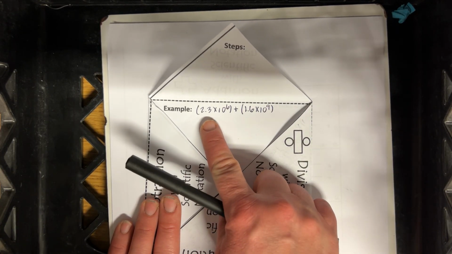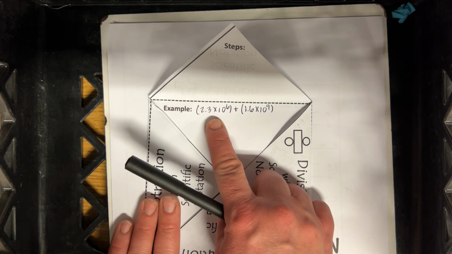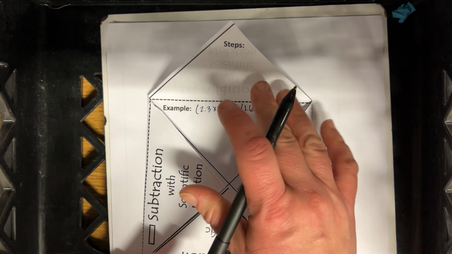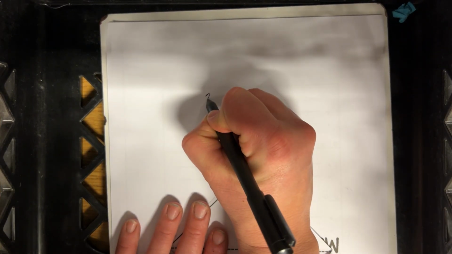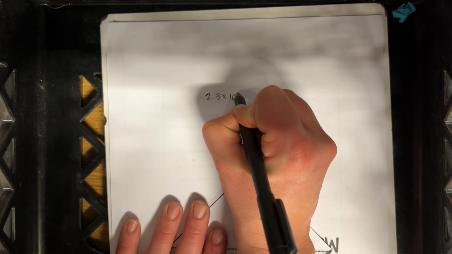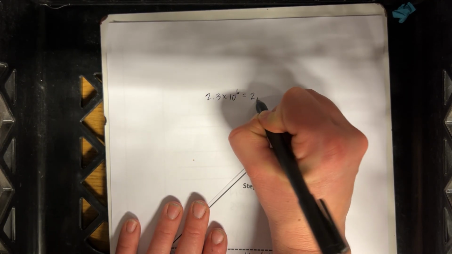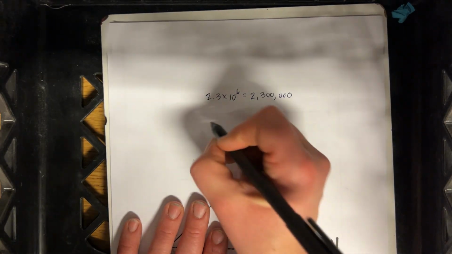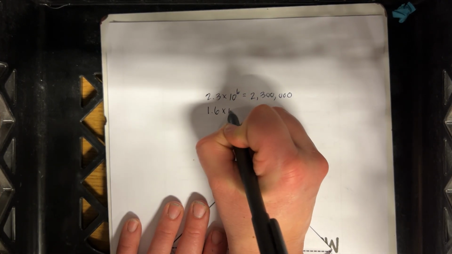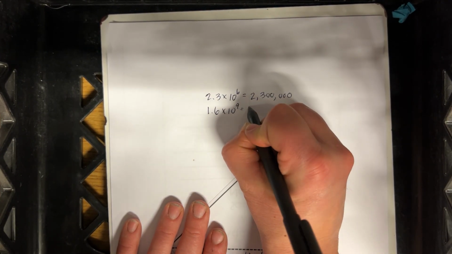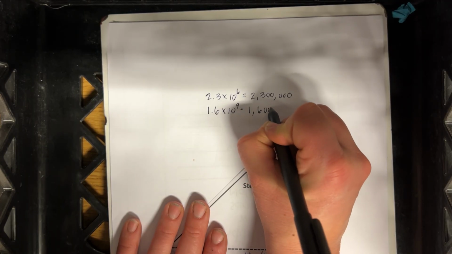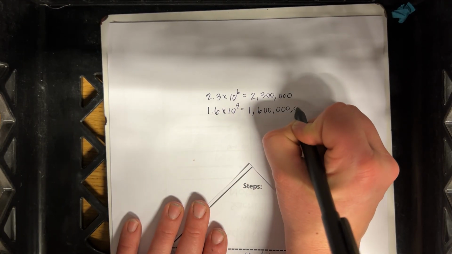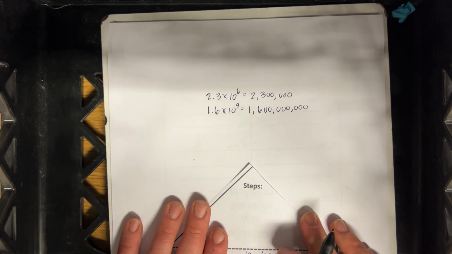You can see here 2.3 times 10 to the 6th. If I were thinking about the actual value of these numbers, 2.3 times 10 to the 6th is literally 2,300,000, right? 1.6 times 10 to the 9th, we're getting into the billions now. We have a whole extra 3 zeros added to the end of it.